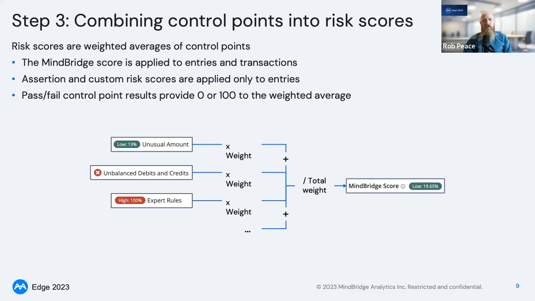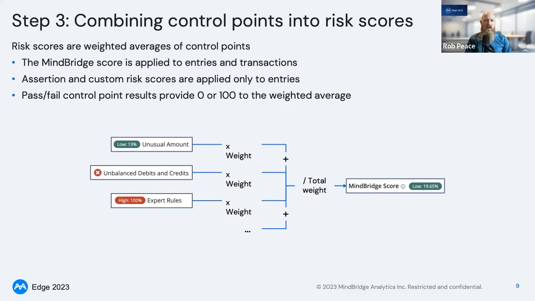A few notes here. So the Mindbridge score that we see on the screen here is applied to all entries and all transactions. It's unique in this regard. Assertion and control custom risk scores are only applied to entries. And another note here, if you're looking to recreate this formula yourself to check out how we do it, pass-fail control points provide either 0 or 100 to the weighted average. So that unbalanced debits and credits, because that failed, that would provide a 100 into this equation.